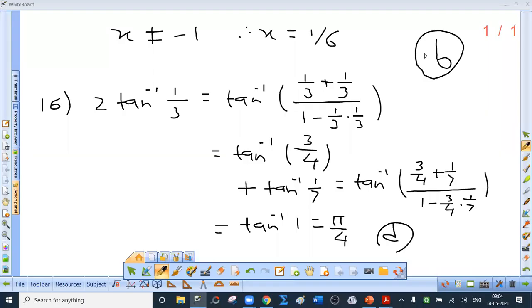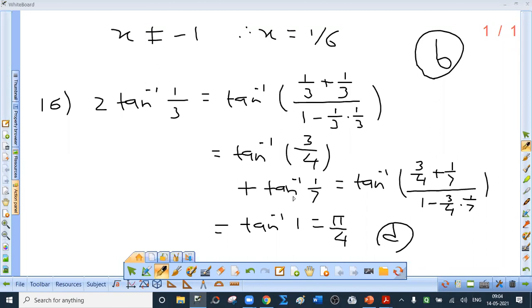16th one, 2 tan inverse 1 by 3 plus tan inverse 1 by 7. See, what is 2 tan inverse 1 by 3? Tan inverse 1 by 3 plus tan inverse 1 by 3. So what is tan inverse p plus tan inverse q? It is tan inverse of p plus q upon 1 minus pq. Simple. Okay. So it comes out to be tan inverse 3 by 4.